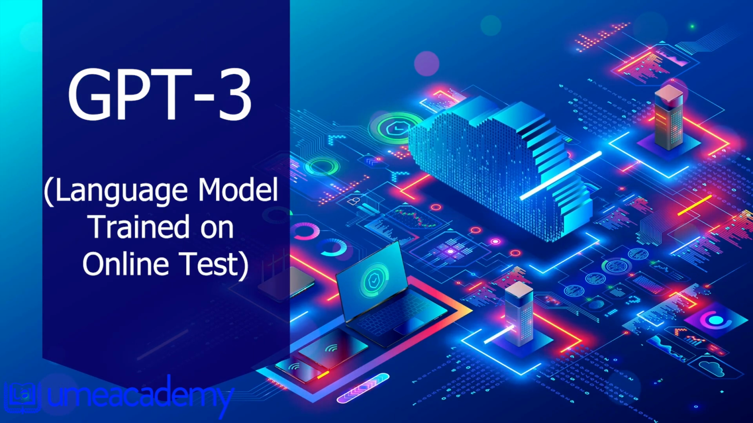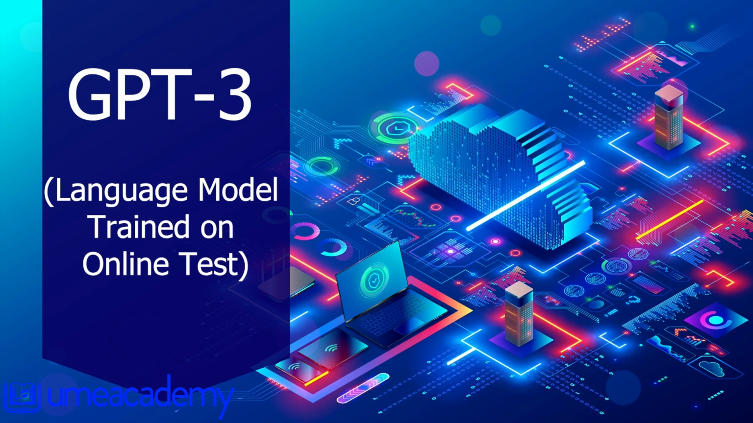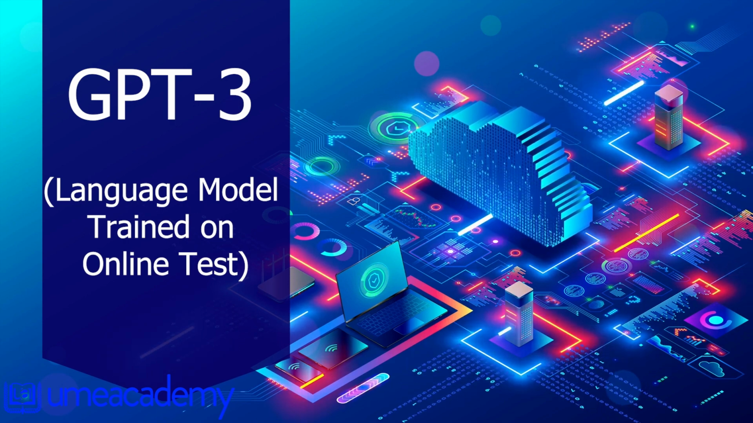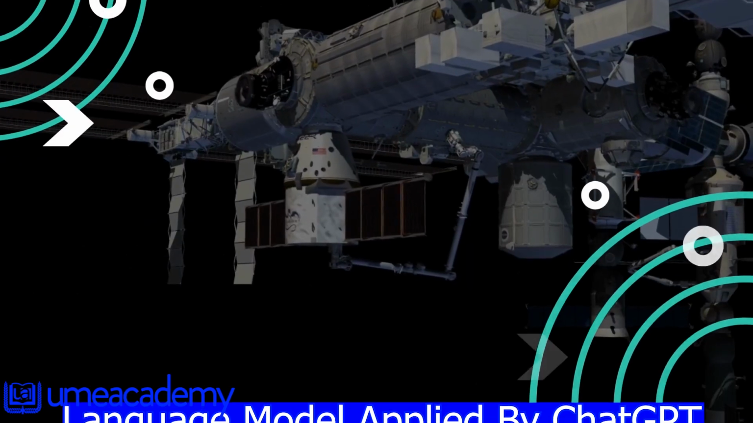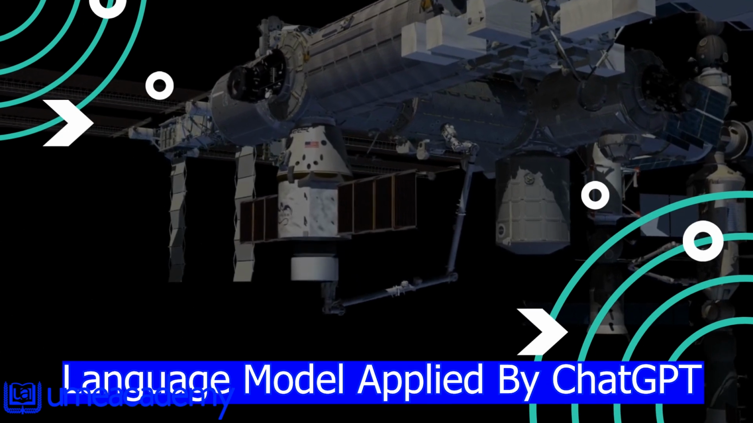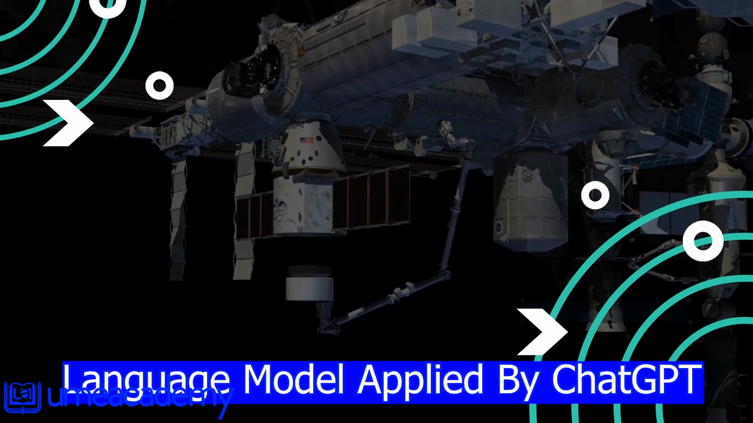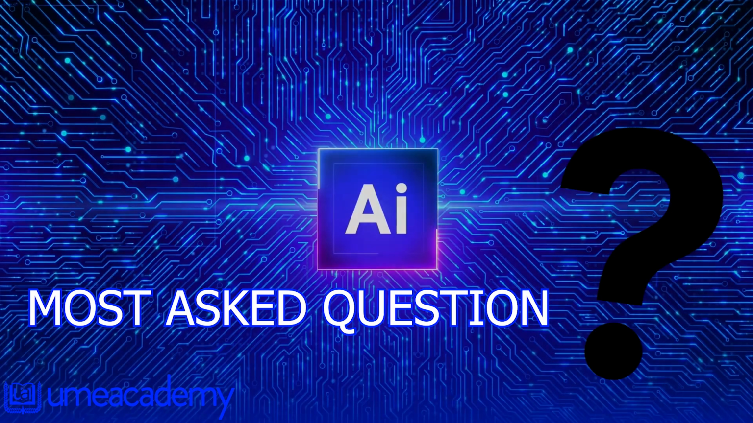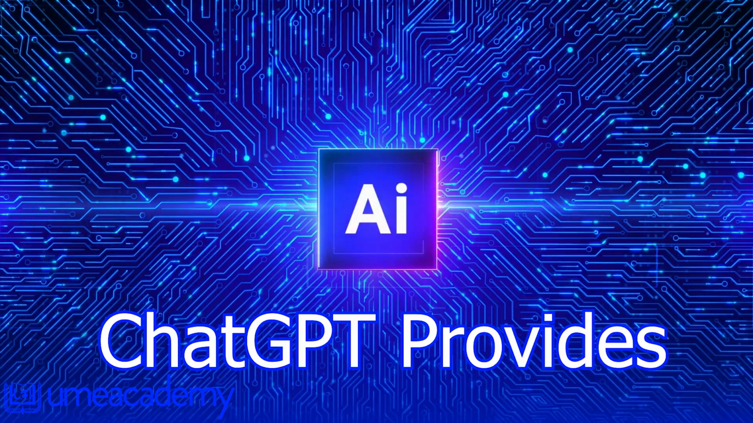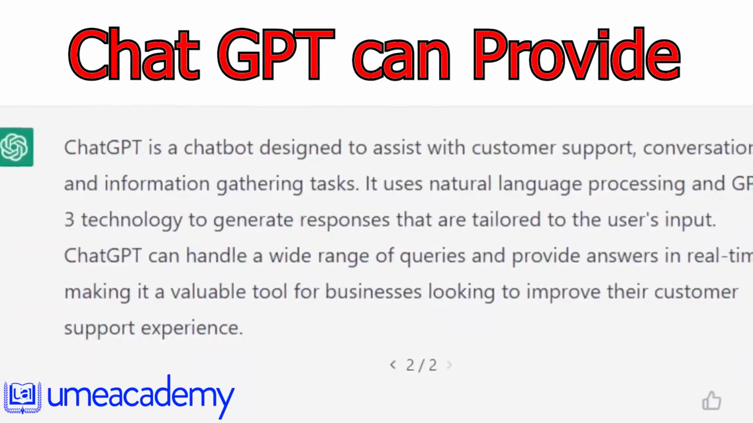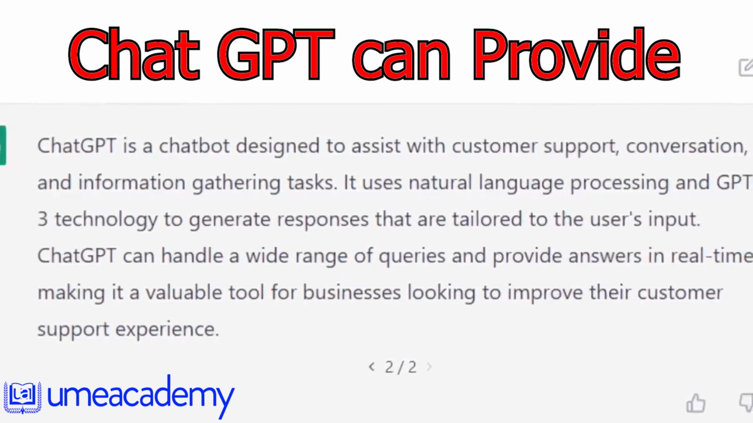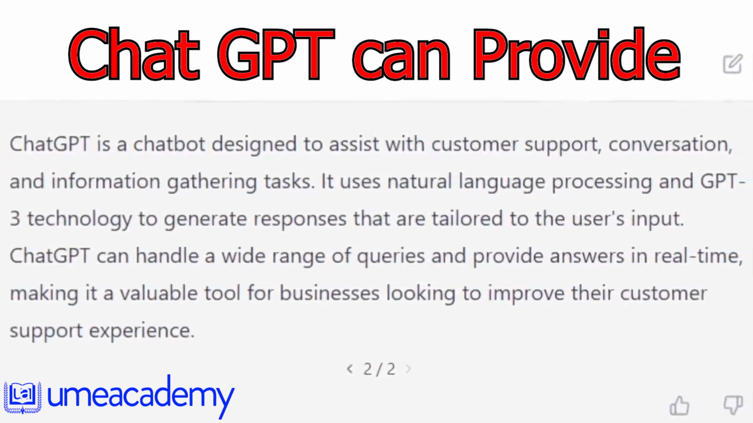GPT-3, a language model trained on online text written by people, is the one used by ChatGPT. This language model is applied by ChatGPT when creating user-requested answers. Next, the most asked question is what ChatGPT provides. It can help with writing codes, blogs, product descriptions, summaries, transcripts, and many more.